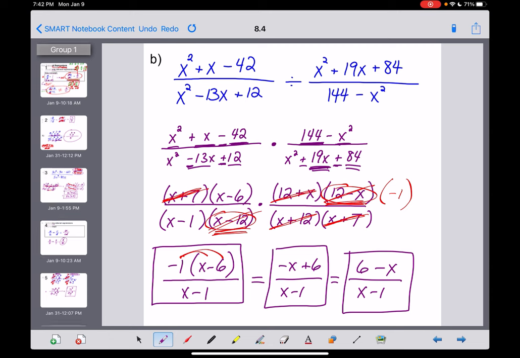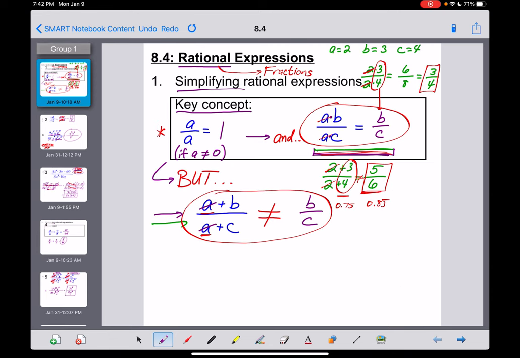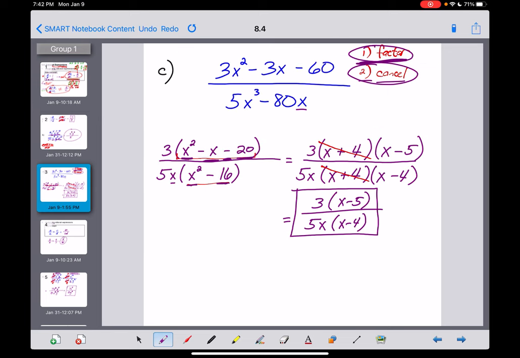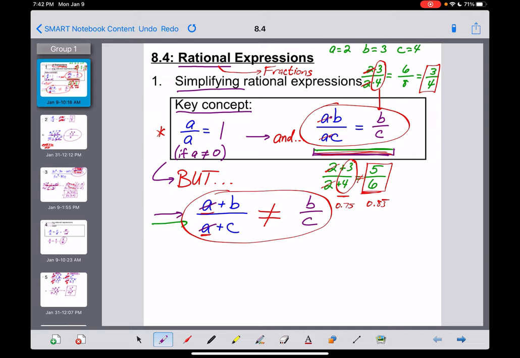All right, everybody, so that is a wrap on our notes on section 8.4. So let's give that homework a try. Just remember the two big things you have to worry about, guys. Factor first, and then try to cancel with what's left over. Okay, good luck on the 8.4 homework, everybody.